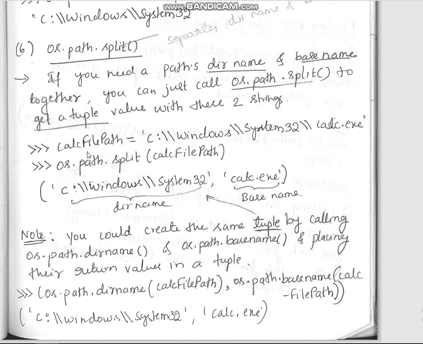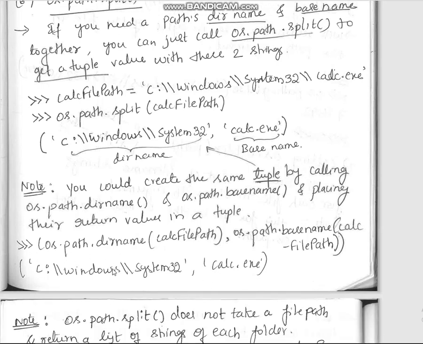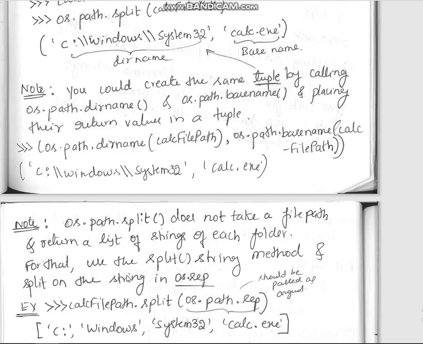Okay guys, so here we have specified the path. The path is assigned to calcFilePath, and that is passed as an argument for os.path.split. This returns the directory name separately and the base name separately. So you can create the same tuple by calling os.path.dirname and os.path.basename and placing the return values in a tuple also. We can do it like that also. That is os.path.dirname of calcFilePath and basename of calcFilePath. So you can return like this also using tuples.